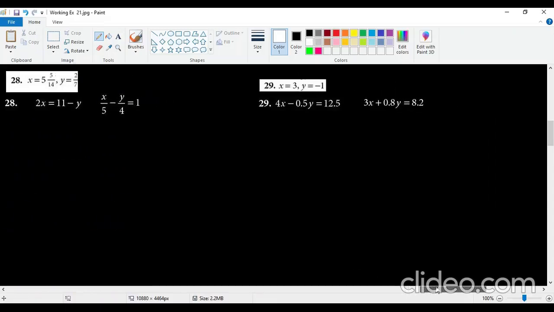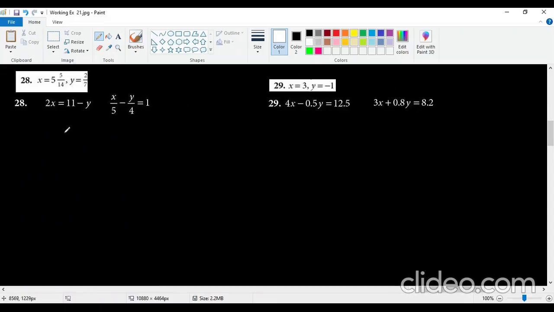Moving on to the next question, 28. In here, I will multiply everything by 20. In the fraction side, multiply x over 5 minus y over 4 equals 1. So I multiply everything by 20, multiply by 20, multiply by 20, and multiply by 20. So 5 times 1, 5 times 4, 4 times 1, 4 times 5. So this is going to become 4x minus 5y equals 20. This becomes the second equation.